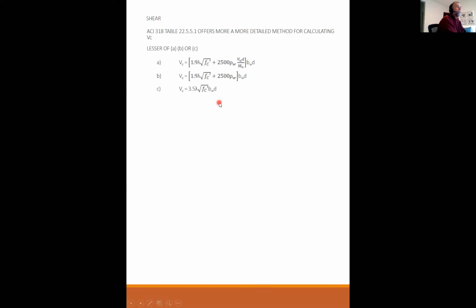It requires a little bit more input: Vu, d, Mu. You need rho sub w, which is just a steel ratio based on the stem. Or you can default to this, but 3.5 is quite a bit more than 2, but you have to go through these in order to use those.